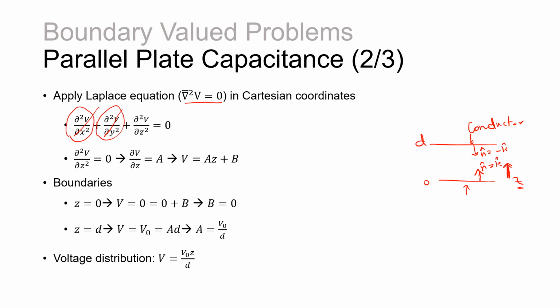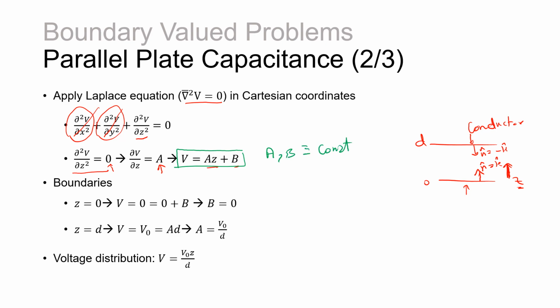Now we are left with partial squared V by partial z squared equals 0. Then we can rewrite the equation and make one integration. Here we have 0, so this will result in a constant. One more integration, the constant becomes A z, and we need to add another constant. So at the end, we will have V equal to some constant A multiplied by z plus some constant B.